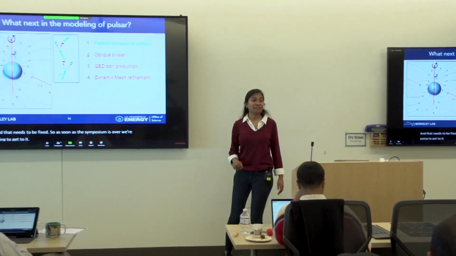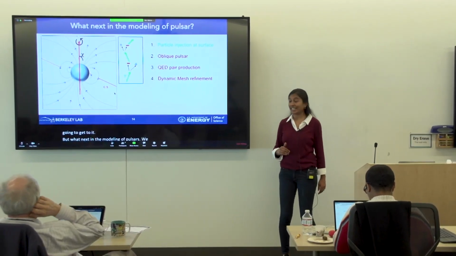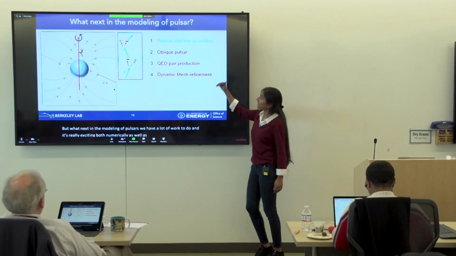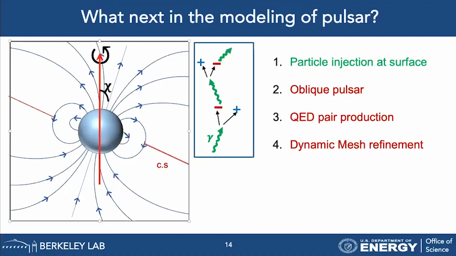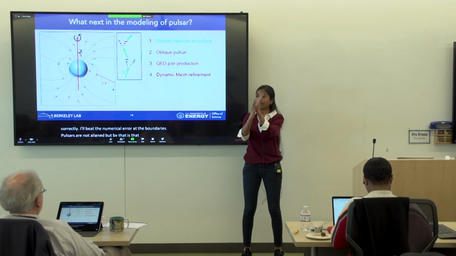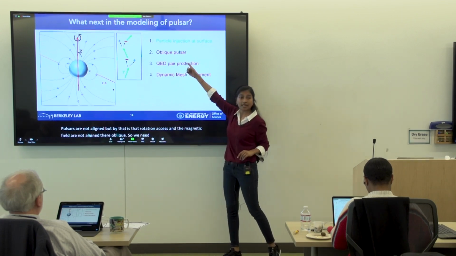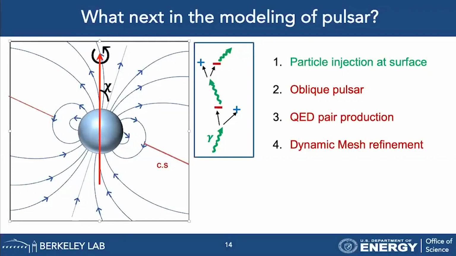But what next in the modeling of pulsars? We have a lot of work to do, and it's really exciting, both numerically as well as in the physics aspect. We are pretty satisfied, or we trust, that our particle injection at the surface is working correctly, albeit the numerical error at the boundaries. Real pulsars are not aligned. What I mean by that is that the rotation axis and the magnetic field are not aligned, they are oblique. So we need to model that oblique pulsar and ensure the particle injection is working even for the realistic pulsar.